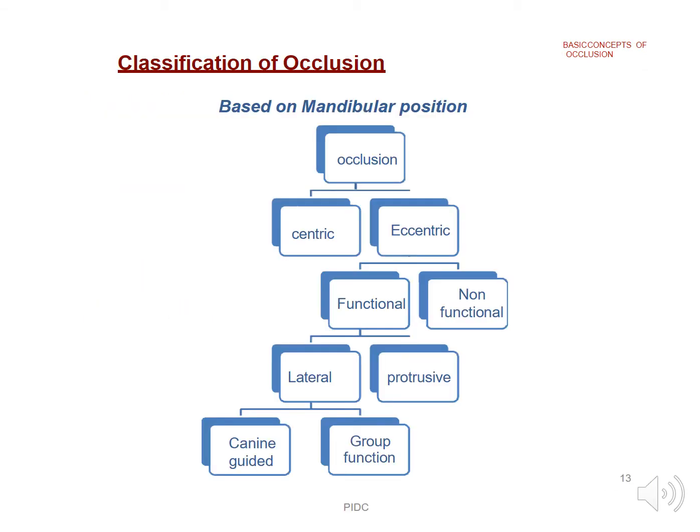Now is the classification of occlusion. So occlusion can be classified into centric or eccentric, functional and non-functional, lateral or protrusive, canine guidance or group function. I will explain one by one in the next slides.